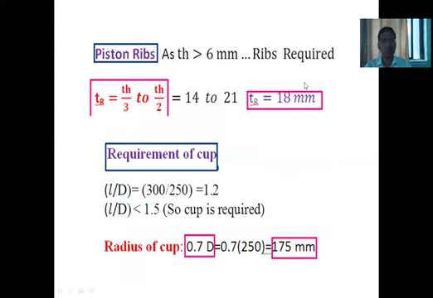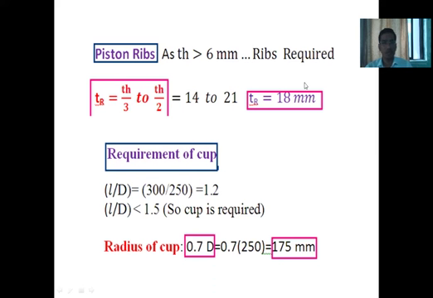Next, piston ribs are there. In the design of piston ribs, as the thickness of the head is greater than 6 mm, ribs are required. Therefore, the rib thickness is equal to the thickness of the head divided by 3 to the thickness of the head divided by 2. So it will be 14 to 21 mm. Therefore, we have selected the rib thickness equal to 18 mm.